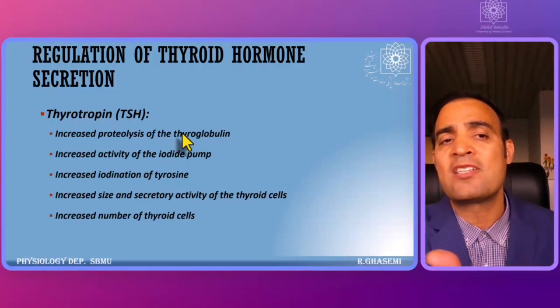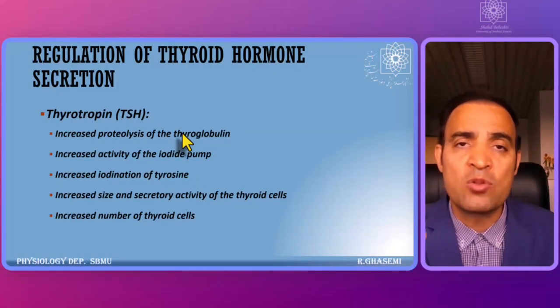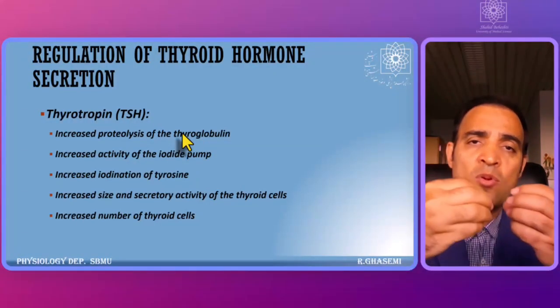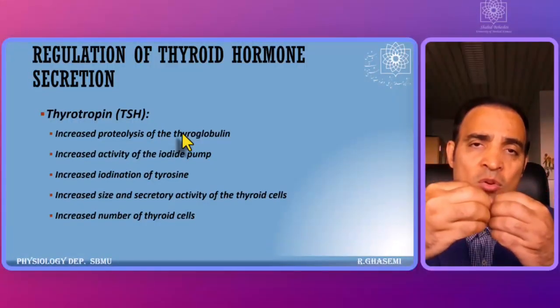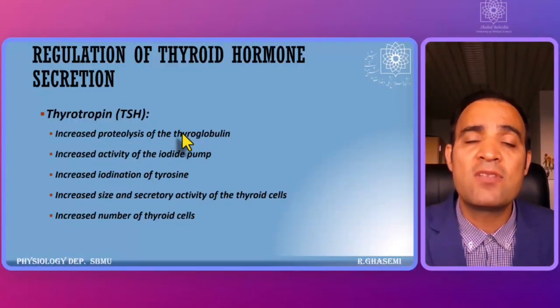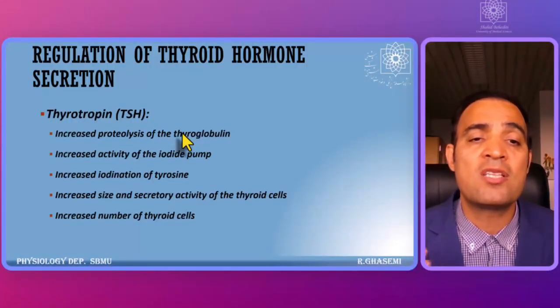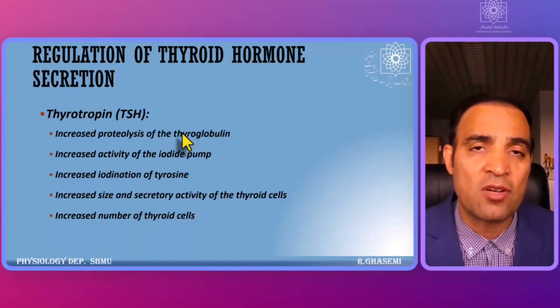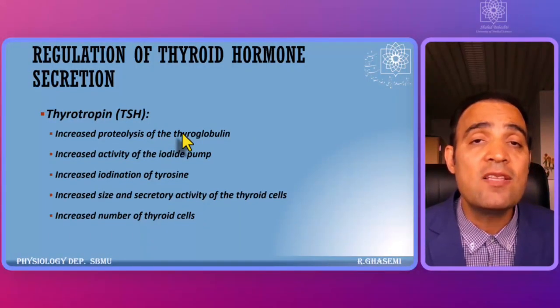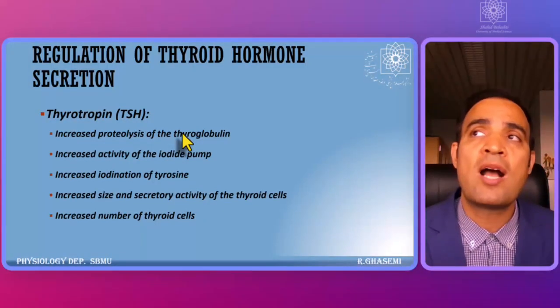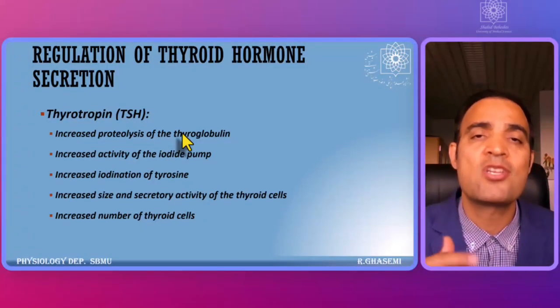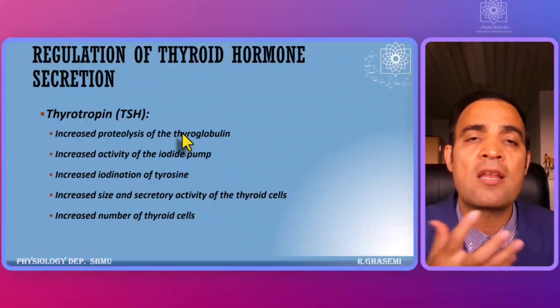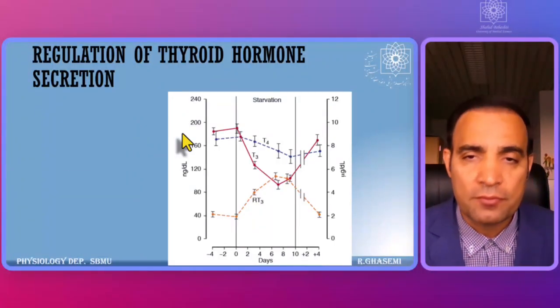Therefore, we say that it increases proteolysis of thyroglobulin to release the hormones that are attached to the thyroglobulin. It increases the activity of the iodide pump, increases the iodination of tyrosine, increases the size and secretory activity of thyroid cells, and increases even the number of thyroid cells. Those who have a high level of TSH will have an enlarged thyroid gland.